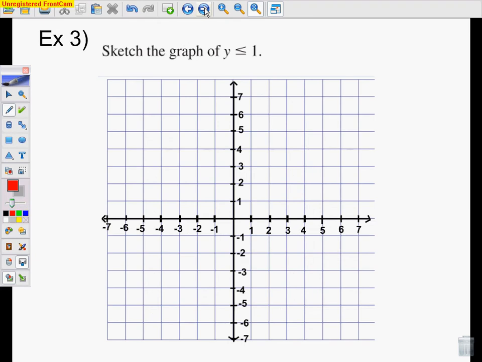Here, similar. This time we're dealing with y is less than or equal to 1. Looking at that, you should realize that anytime you have y solely in an inequality or equation, it's going to be a horizontal line.